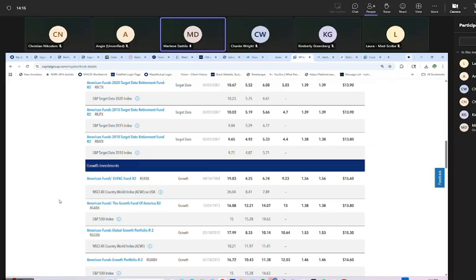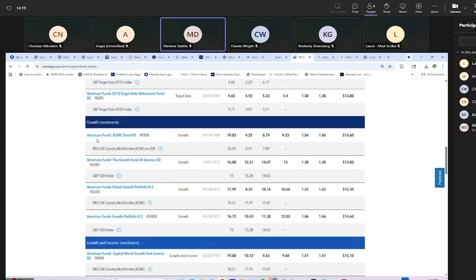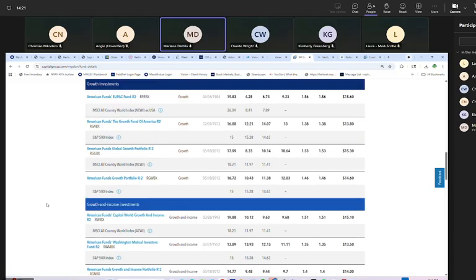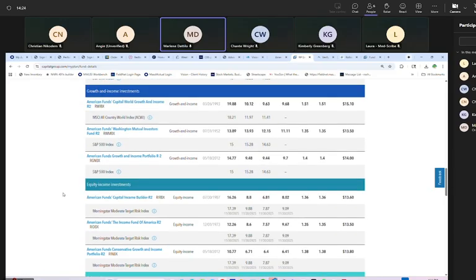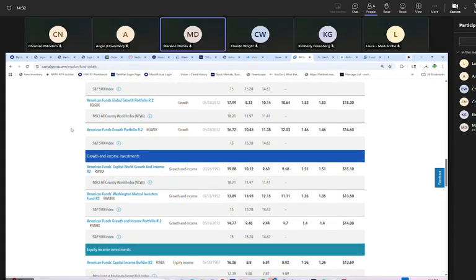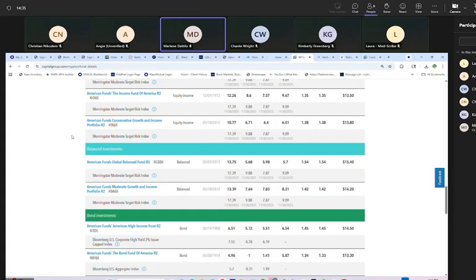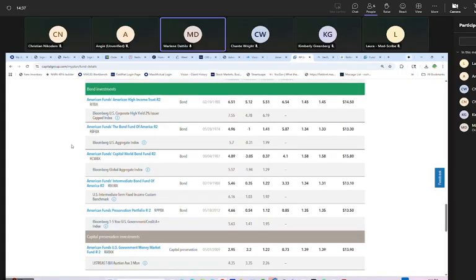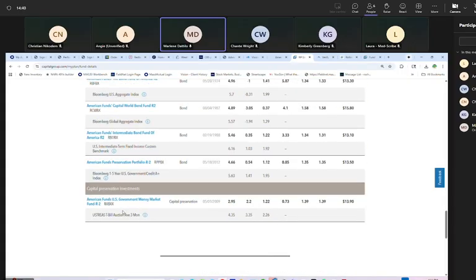You don't necessarily have to choose a target date fund, however. We have a series of growth funds for you. There are growth and income funds. There are equity income funds. I'm starting at the top with the most aggressive funds, and we're working our way down to the least aggressive funds, balanced funds, and then into bond funds. And then there's also a government U.S. money market. If you're not entirely sure where you want to invest and you just want to stay in a cash-like bucket, the U.S. government securities fund is a great place for you to sit.